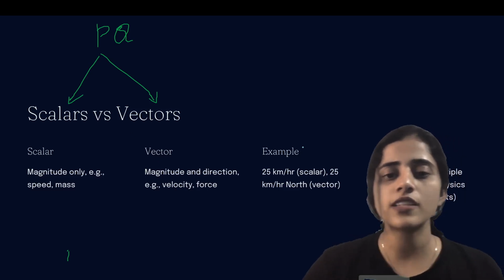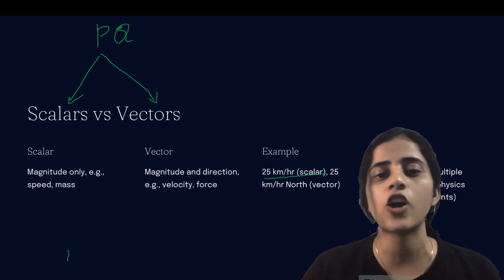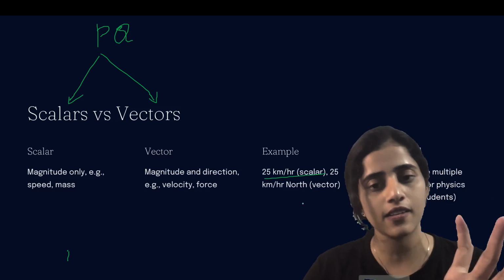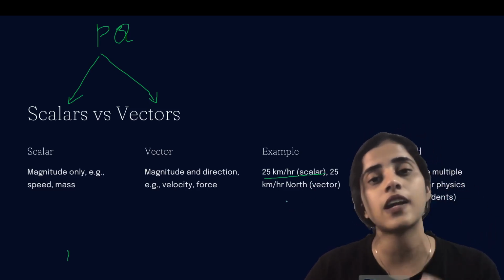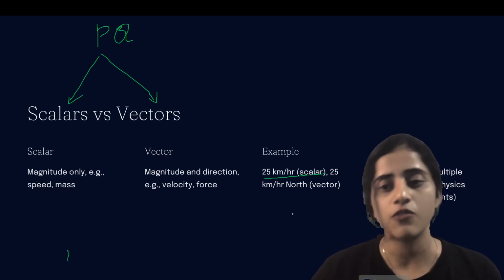Okay. So there's an example given here. 25 kilometers per hour is a scalar. But 25 kilometers per hour to the north becomes a vector.